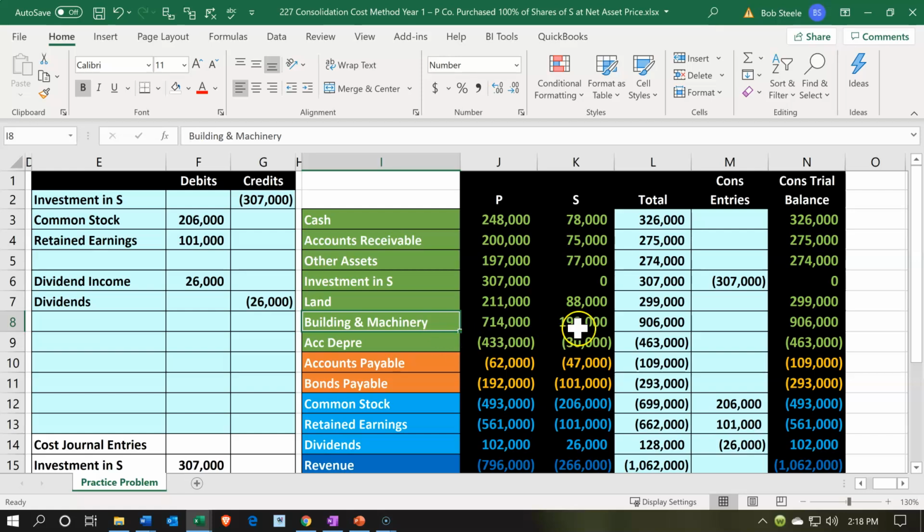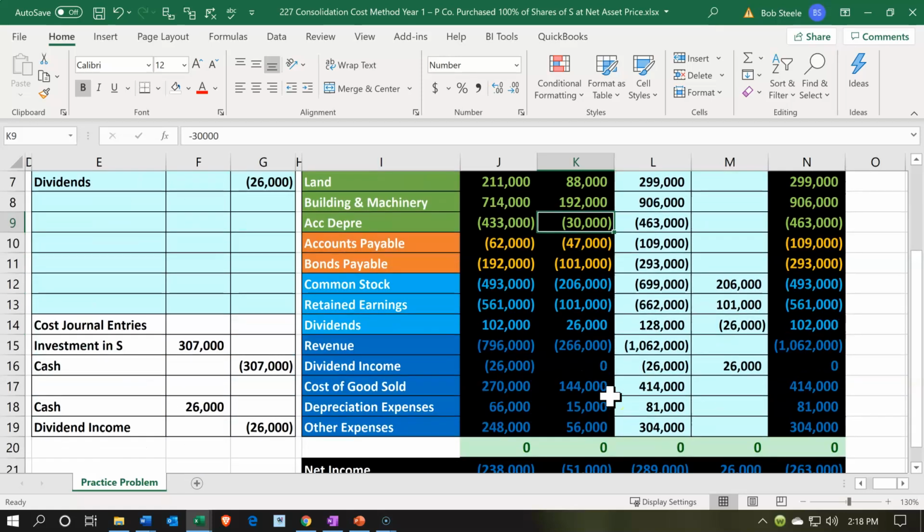That means that we need to know what the accumulated depreciation was at the point that we consolidated. In this particular special situation, since it's only been 1 year, we can see that we have the accumulated depreciation at 30,000 and depreciation expense at 15,000. So the difference between those two must then be the depreciation in the current time period, or it must be what the depreciation was as of the beginning of the year, which is when we consolidated.